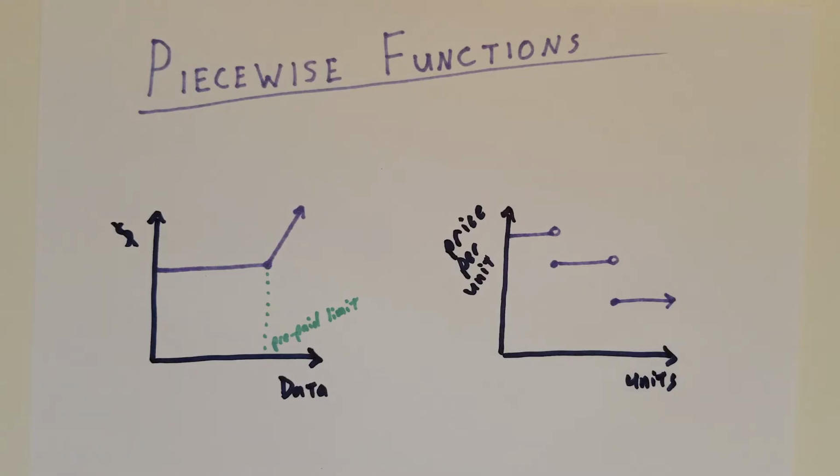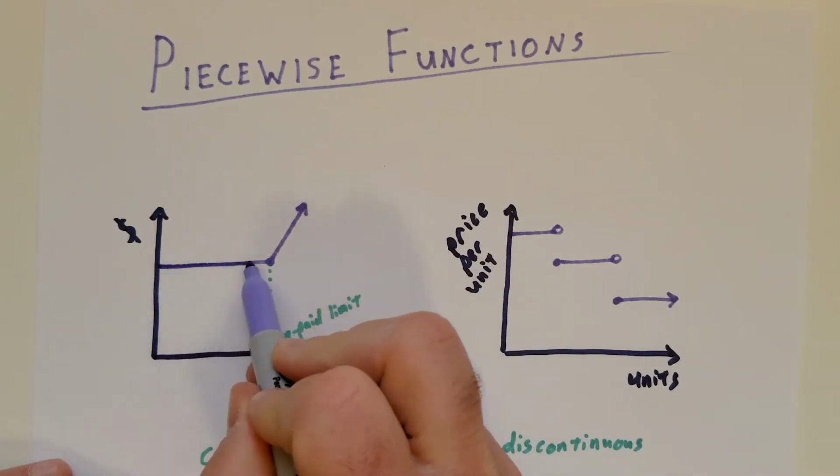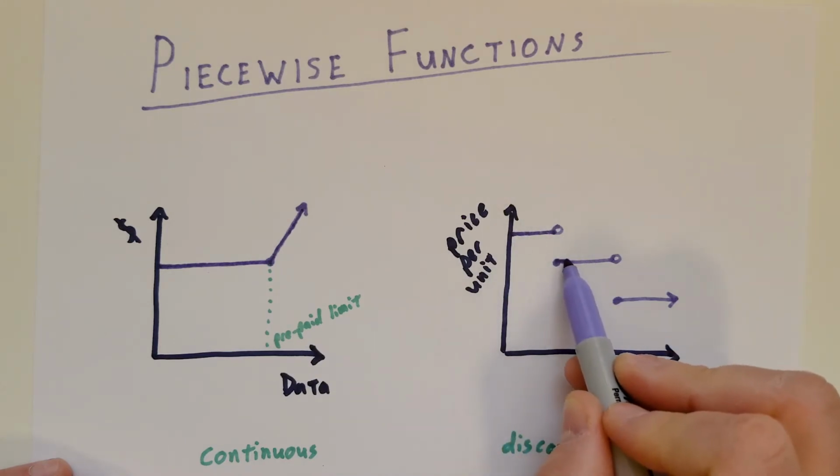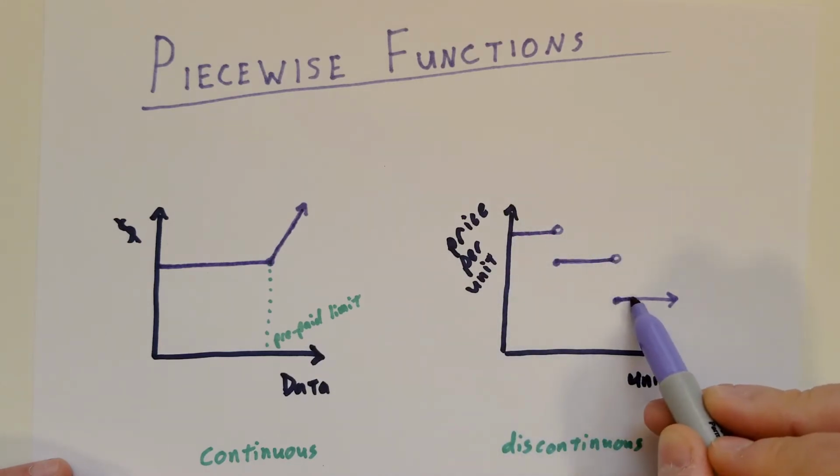These are both examples of piecewise functions. A piecewise function is a function that has different output rules for different parts of its domain. So, more terminology. A function is continuous if you can trace its graph without picking up your marker. It is discontinuous if there are any breaks or holes and you can't trace it without picking up your marker.